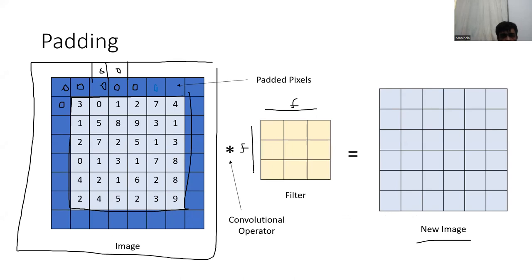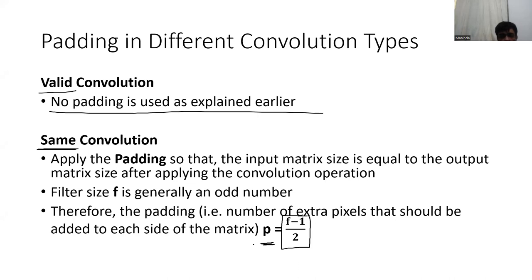F. So in this case, it is 3, right? Equals 3. So the number of padding that you have to get can be determined by the dimensions of the F, which is the filter size, minus 1 divided by 2.